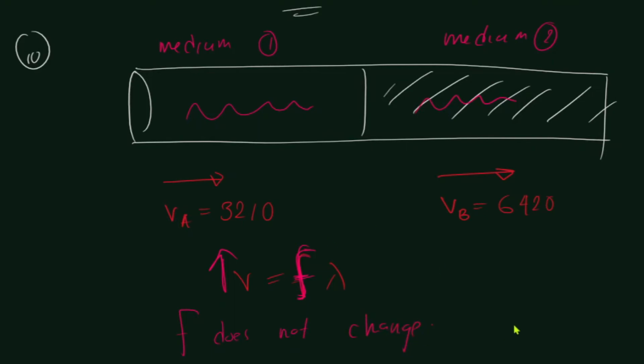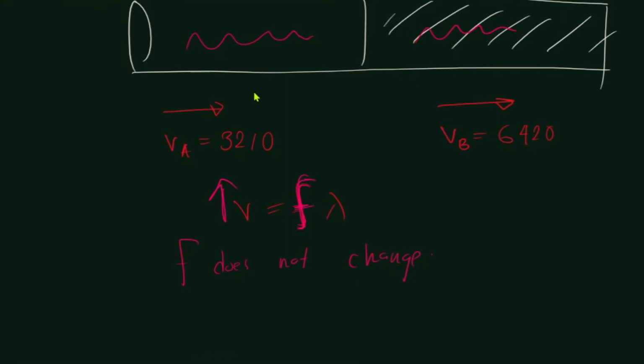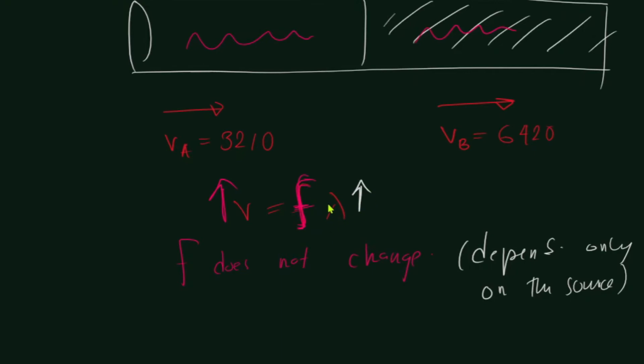Because the frequency depends only on the source of vibration. So whatever the source which was used to vibrate here, the frequency is depending on that only. So therefore, when the velocity changes, what changes is the lambda.